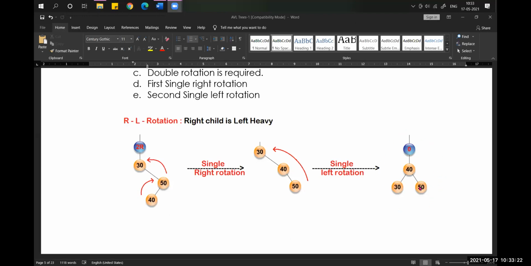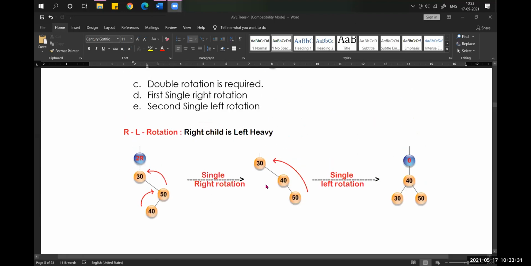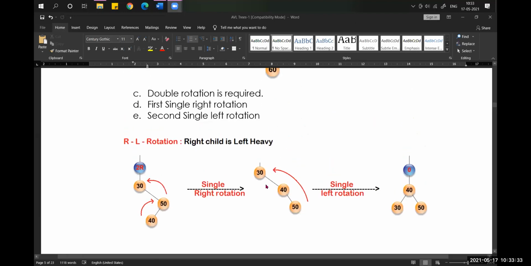Now if you calculate, the balance factor of 40 is equal to 0. So these are the four types of rotations: L rotation, R rotation, LR rotation, RL rotation. So this is the fact. These are the four types of rotations to make an imbalanced tree into a balanced tree.